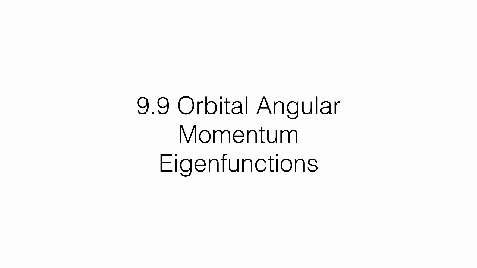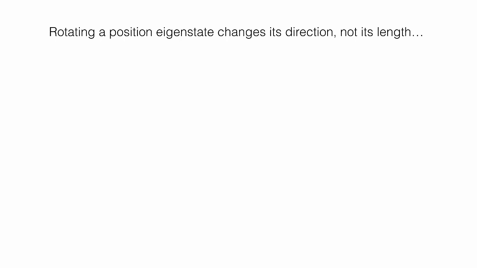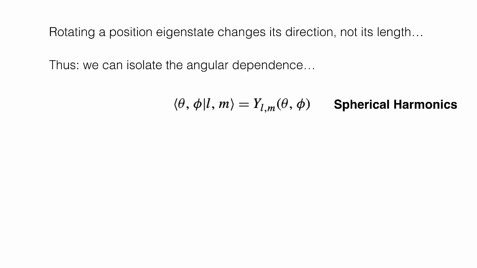So now that we know what the operators look like in spherical coordinates, we can find what the eigenfunctions will be. First, before we go there, we have to remember that rotating a position eigenstate does not change its length, it changes direction. So that means that we can certainly isolate the angular dependence, and we have seen already that the angular dependence can be separated. This is what we've done in a spherically symmetric problem. We find that the Hamiltonian, the Schrödinger equation, does not have a phi and theta dependence. In other words, we can separate the solution for r and the solution for theta and phi. So we do that, and we find spherical harmonics Y_lm, which depend on theta and phi.